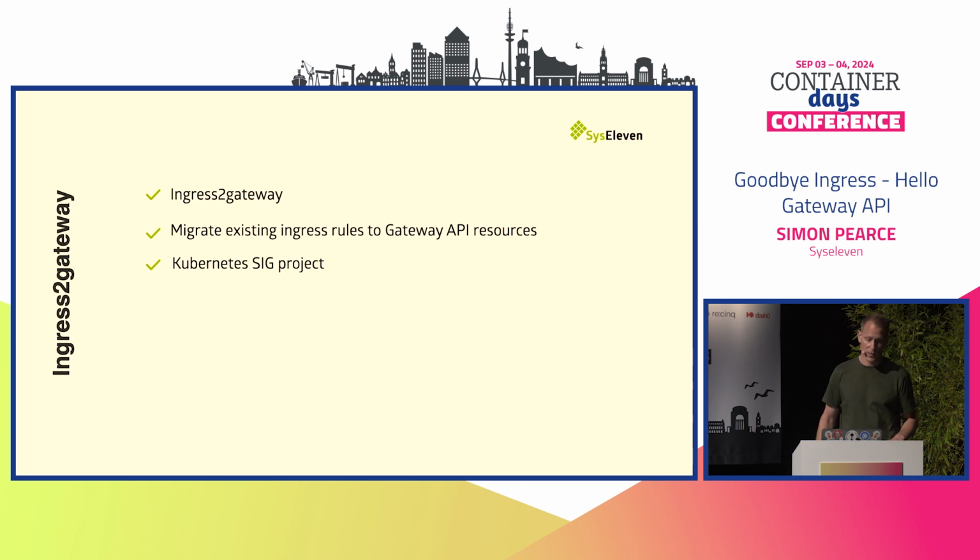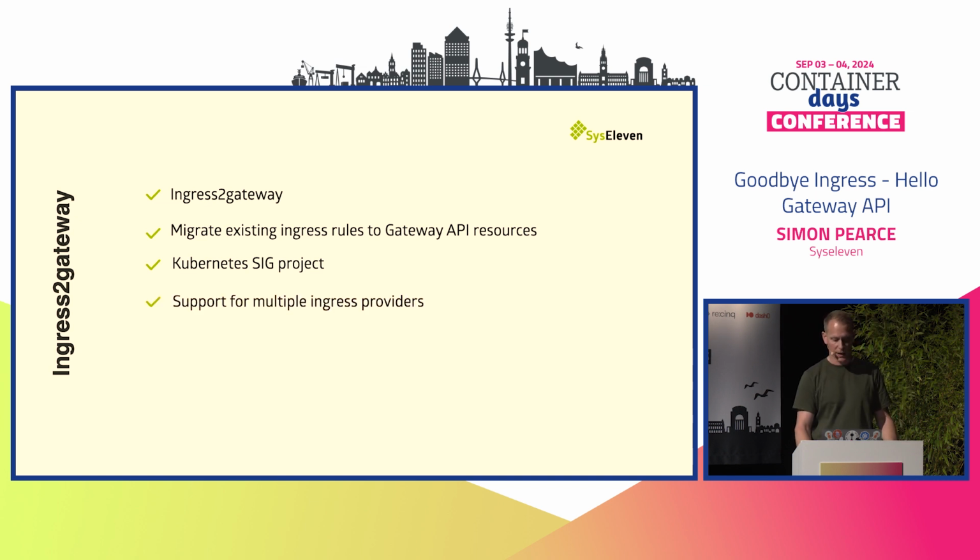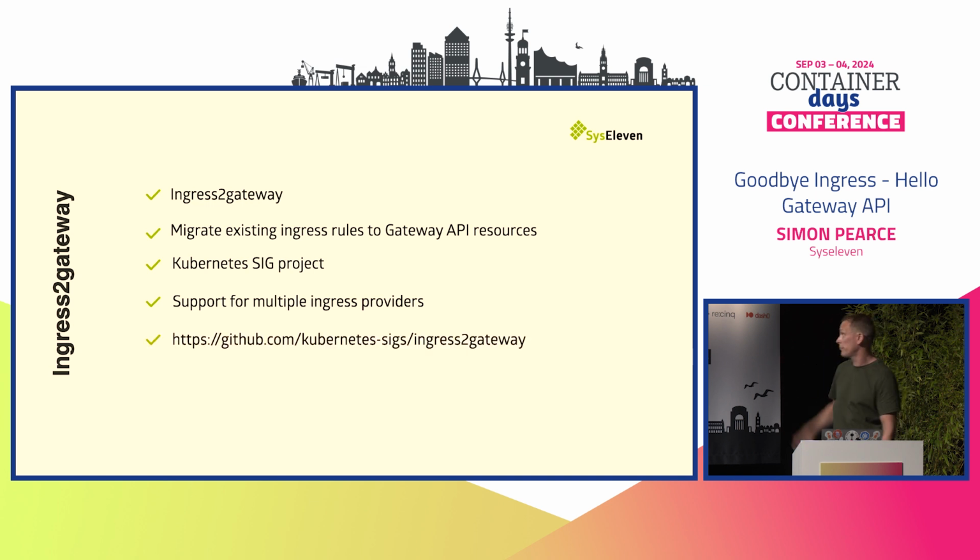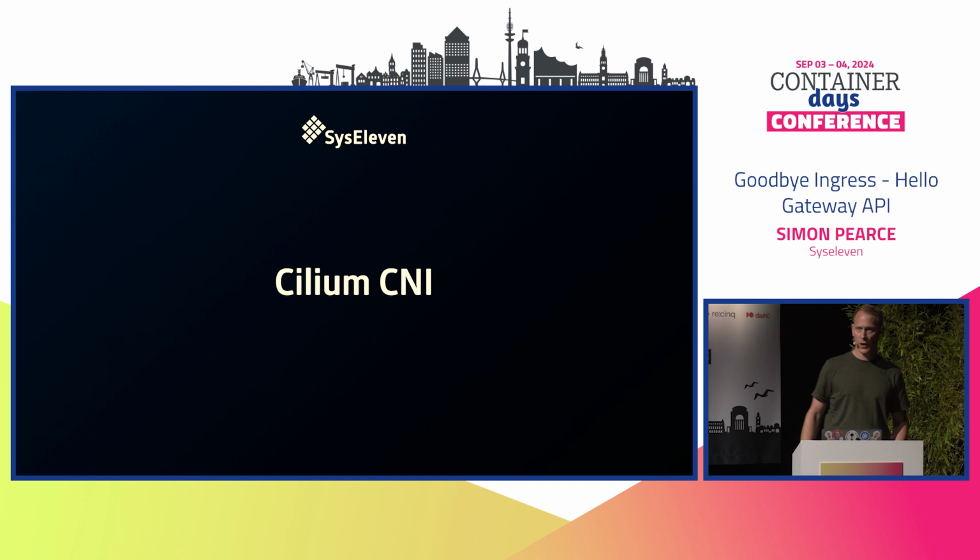It's also a Kubernetes SIG project, and it has support for multiple Ingress providers, so you can use different ones when you call the Go binary, and you can basically download it here and use it. There's not much to do really, except start it and point it to a directory with YAML with your existing Ingress rules.